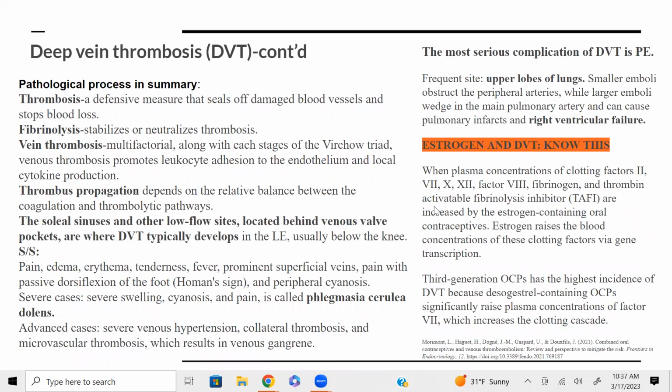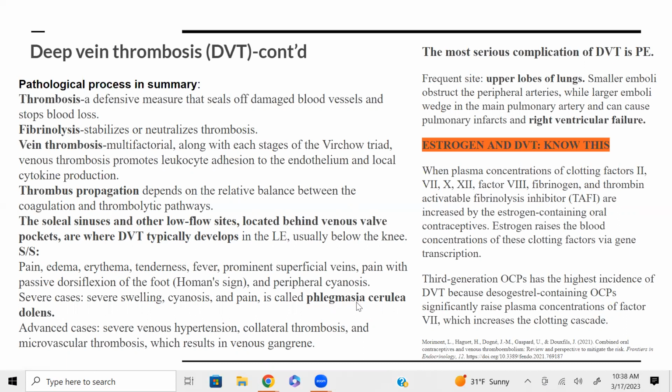Continuing on the DVT, estrogen comes on the boards connected with DVT, and here's the pathological response to that. And know these highlighted pathological processes, okay? Thrombosis, fibrinolysis, vein thrombosis, thrombus propagation, all of these come up. This was seen lately in one of the APRN board exams, so I have added that for students to know how they are looking for those specific terms.